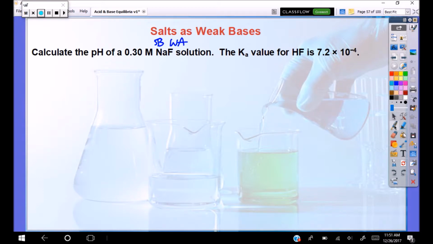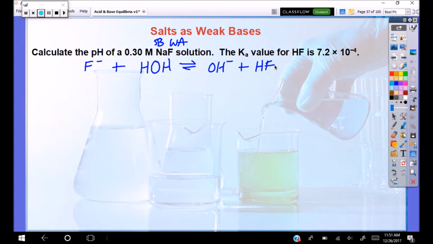So if I look here, I've got my reaction: F- plus, I'm going to write water this way because it helps me to visualize, HOH, same thing as H2O. We're going to get hydroxide ions and HF. This is the equilibrium that we're looking at here. We want to see how water affects our F- concentration, and we're going to figure out how much hydroxide is going to form from that.